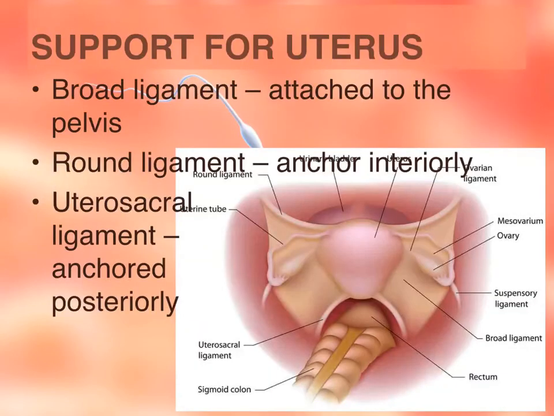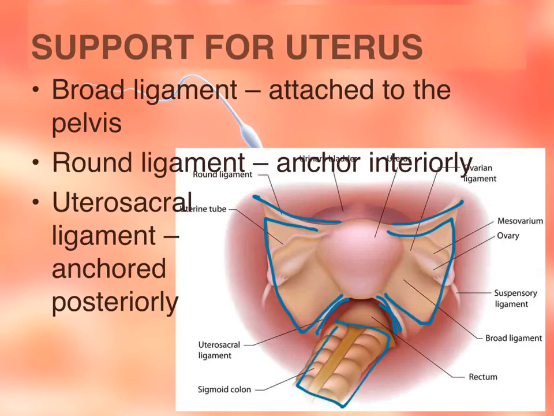The ligaments that support the uterus: the broad ligament we've talked about before. It's this huge one that anchors it to the pelvis. Then you have the round ligament that is on the top portion, which anchors it anteriorly, and then the uterosacral ligament, one right here, anchors it posteriorly because you are looking at the uterus from the backside. You can kind of see the sigmoid colon and the rectum, which is on the backside.